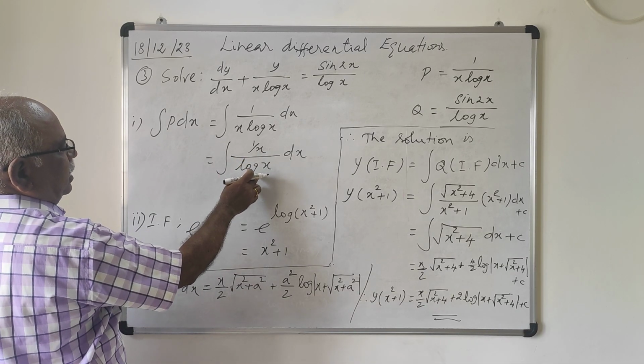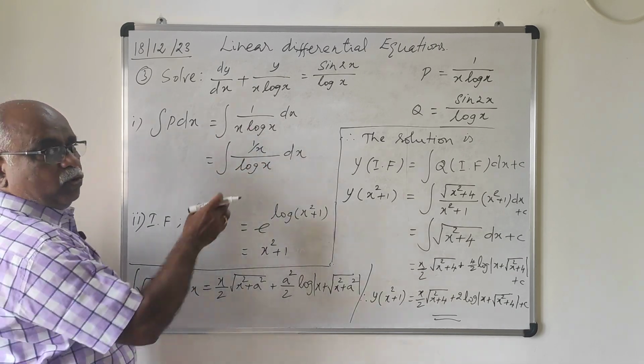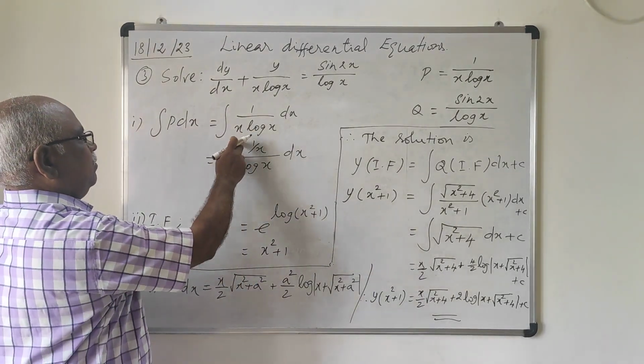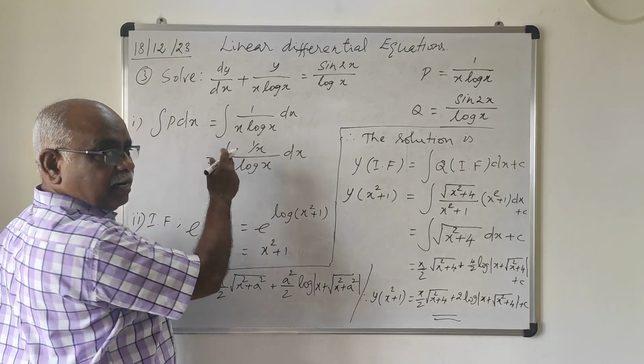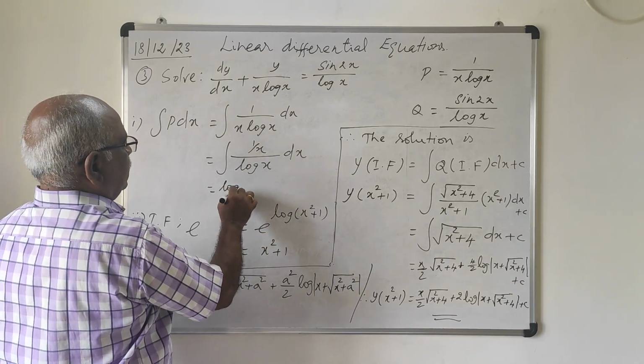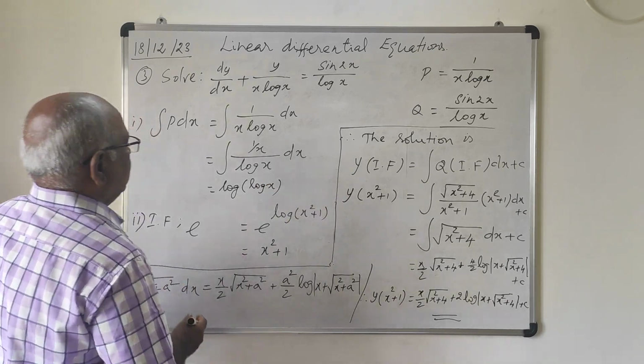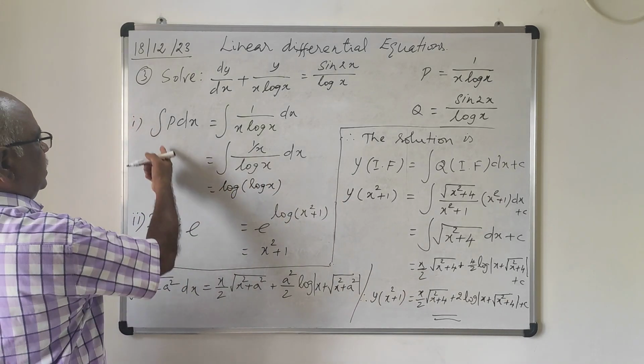Derivative of the denominator log x is 1 by x, which is in the numerator. Therefore, it is of the form integral f dash of x by f of x. Therefore, the integral value is log of the denominator, log of log x. That's all. This is integral p dx.